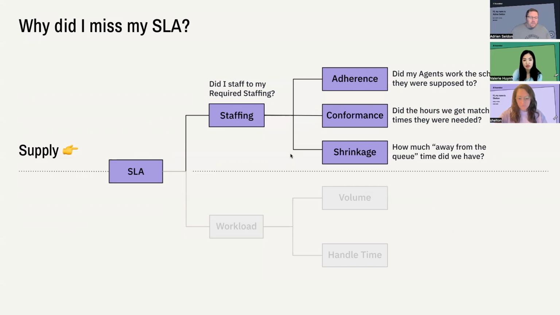So start off with your staffing. You look at that and say, okay, that's great, but how do I even start to dig into that? And you say, all right, what are three big parts? Not all of the big parts. What are three big parts of the staffing? Adherence. Did my agents work the schedule they were supposed to? That's a big one. You can have people coming in and logging out not when you expect.